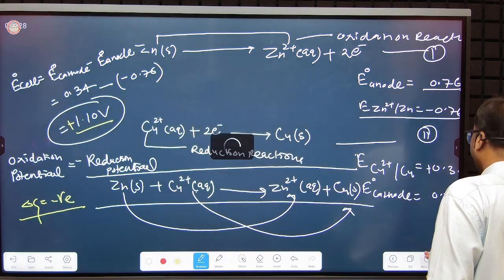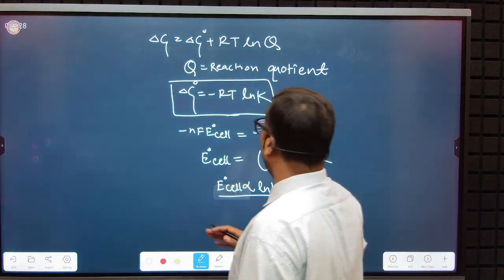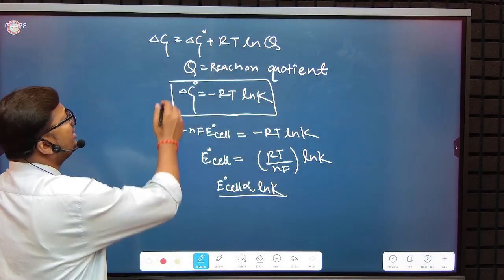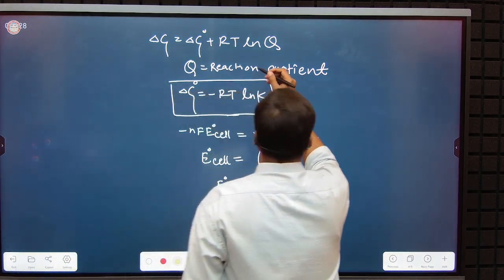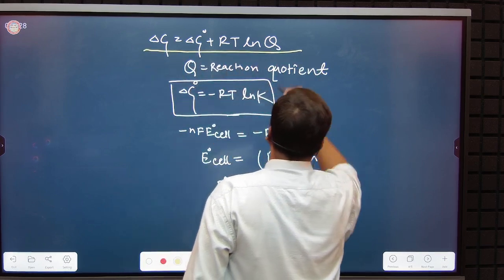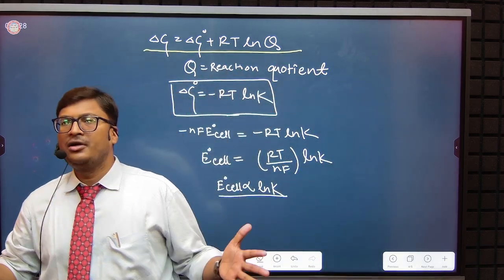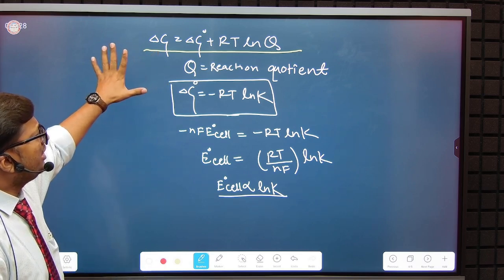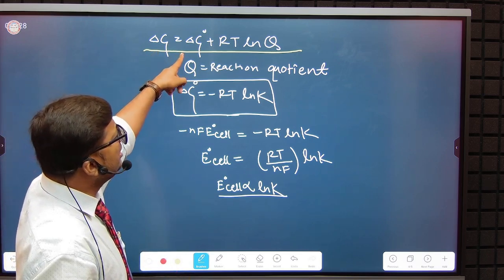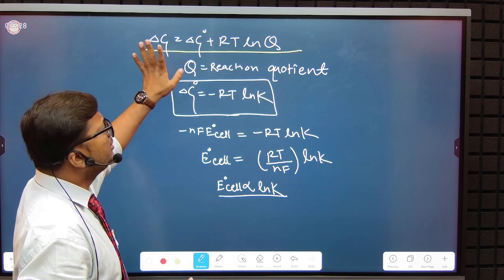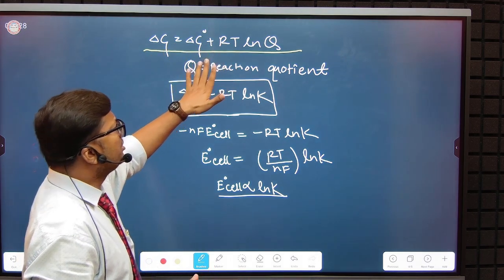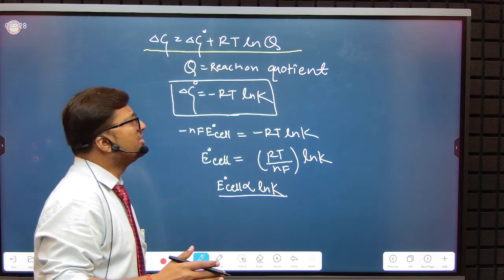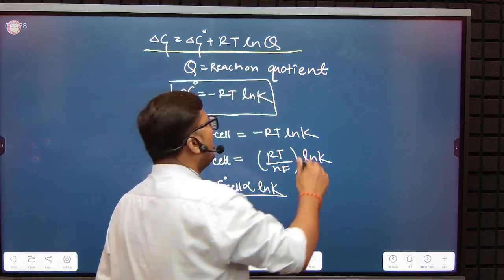Now what happens in thermodynamics? We have studied delta G is equal to delta G naught plus RT ln Q. This is a relation that has been obtained in thermodynamics. Delta G, the change in Gibbs free energy at any temperature, is equal to the change in Gibbs free energy at standard state plus RT ln Q, where R is the gas constant with a value of 8.314 joule per Kelvin per mole, T is the temperature in Kelvin, and Q is called the reaction quotient.